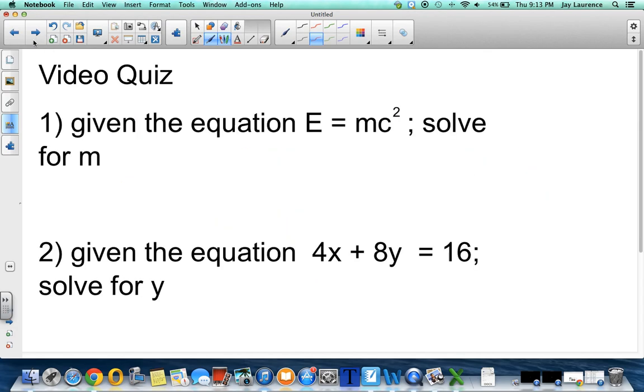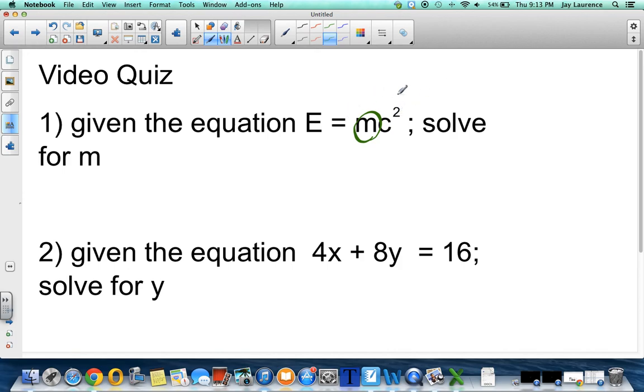Let's see here. Let's go to the quiz here. And I'm going to give you a hint when you do it. Remember to use inverse operations. Ask yourself, what is attached to the variable I'm solving for? On number 1, I'm solving for m, right? So I have to ask myself, what's attached to it? How is it attached?